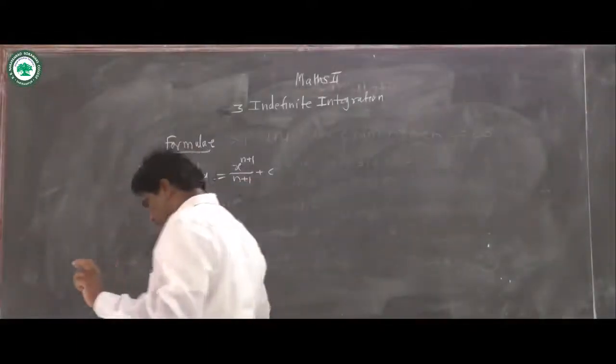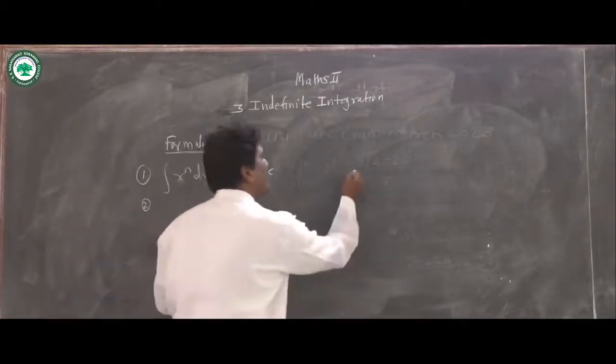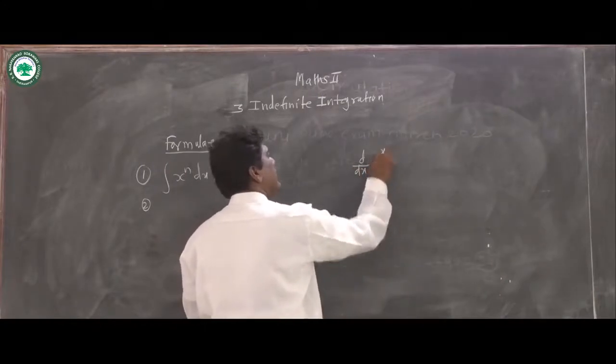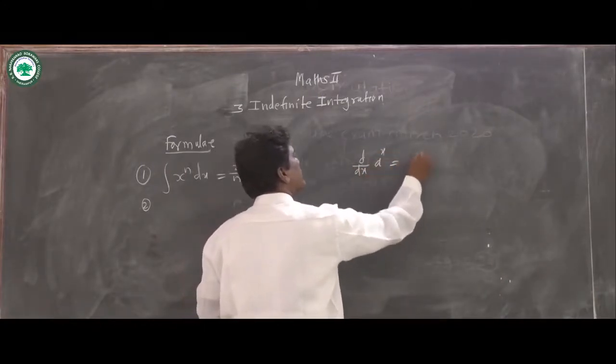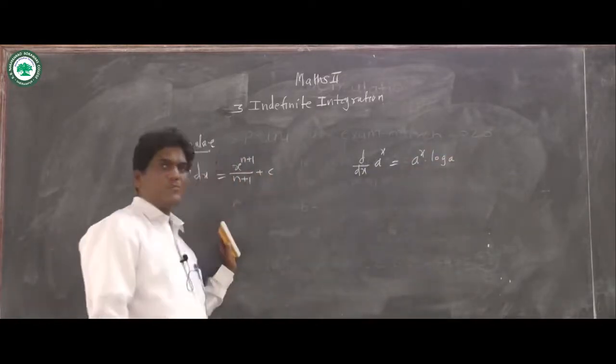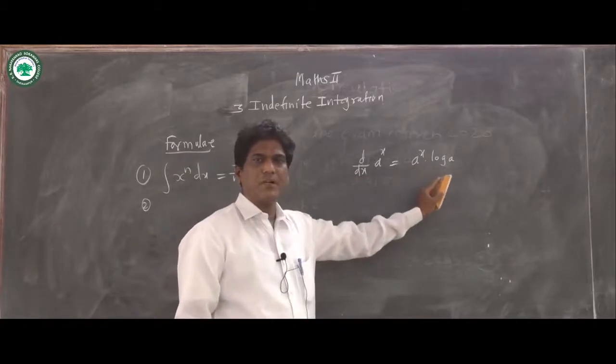Now the second formula. Now d by dx of a to the power x is equal to a to the power x into log of a. d by dx of a to the power x is equal to a to the power x into log a.